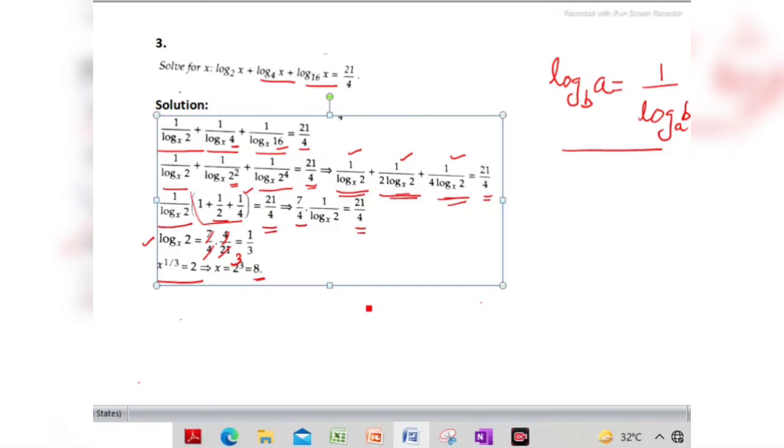So students, with this example, this topic is complete.